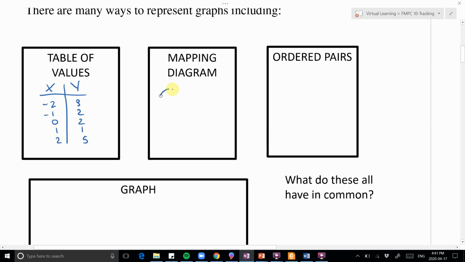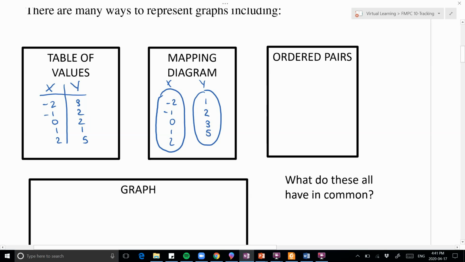Mapping diagrams are very similar, right? We've got x on the left and we've got y on the right. The difference here is in a table of values, we list all of our values. In a mapping diagram, we don't repeat numbers. So for our x's, we have -2, -1, 0, 1, 2. For my y's, I've got 1. Now I have 2 2's. When I transfer that into a mapping diagram, I'm only going to write it once. And then I have 3 and I have 5.